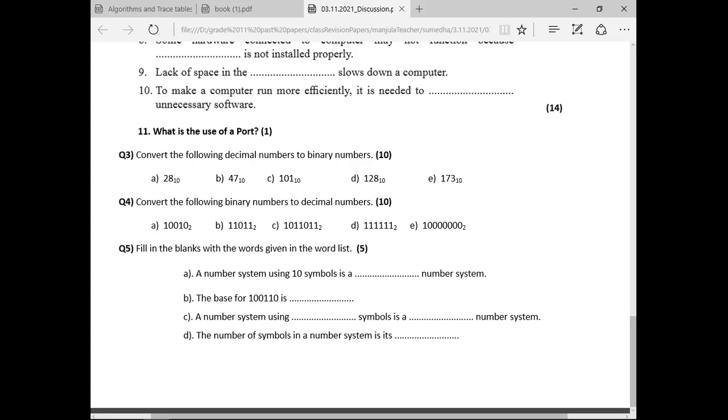I have asked you to do question number 3 and 4. Can you all see the screen? Yenuka, can you see the screen? Malindu, Adams, can you see the screen? Question number 3 and 4, the number system.